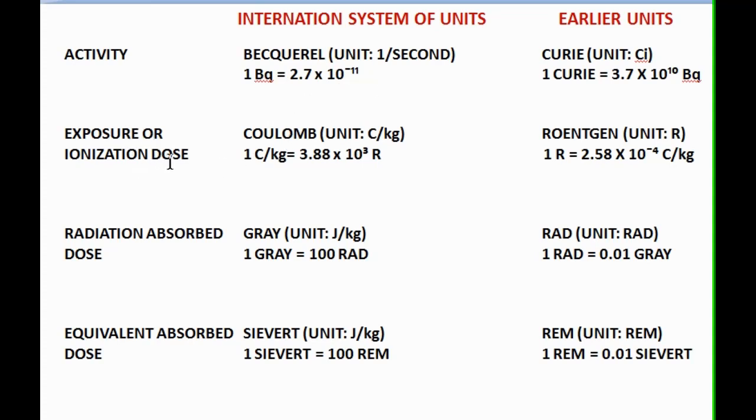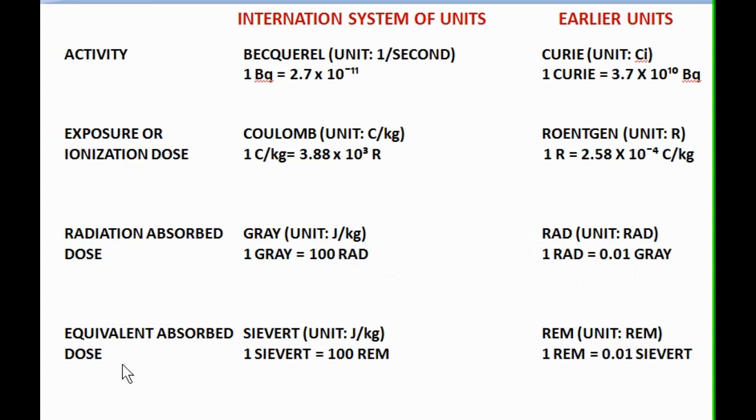Exposure or ionization dose: the SI unit is Coulomb per kilogram. 1 Coulomb per kilogram is 3.88 into 10 to the power of 3 Roentgen. The yearly unit is Roentgen, unit R. 1 Roentgen is equal to 2.58 into 10 to the power of minus 4 Coulomb per kilogram. And radiation absorbed dose: gray is the SI unit, joule per kilogram, and 1 gray is equal to 100 rad. The yearly unit is rad, and 1 rad is equal to 0.01 gray.